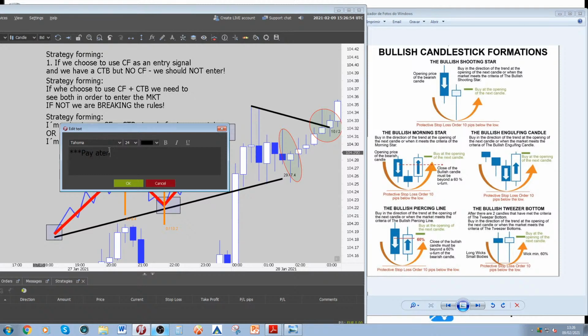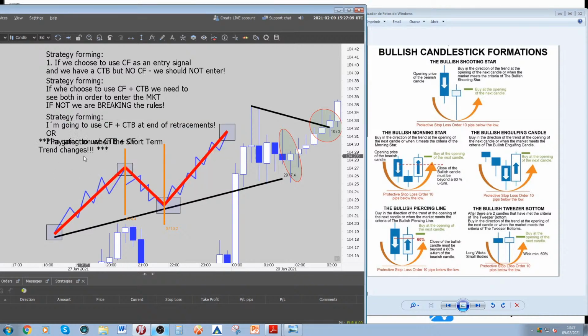Okay, so when we are talking about forming the strategy, everybody, pay attention when the short-term trend changes. Okay? Selling the retracement, no. Not for the beginner traders. Okay, beginner traders, don't sell the retracement. You are not skilled enough.